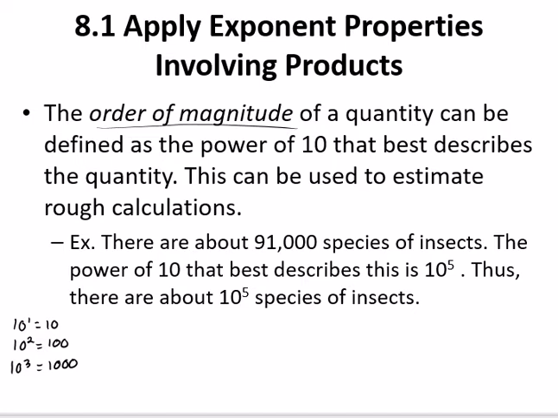So there are about 91,000 species of insects. The power of 10 that best describes that is 10 to the 5th power. Thus, there are about 10 to the 5th power of species of insects. So they choose 10 to the 5th, which is 100,000, instead of 10,000, which is 10 to the 4th power, because 91,000 is closer to 100,000 than it is to 10,000.